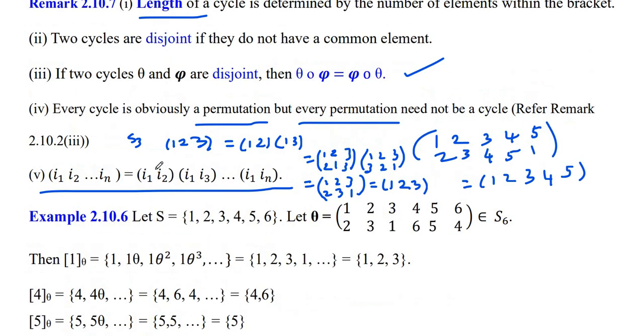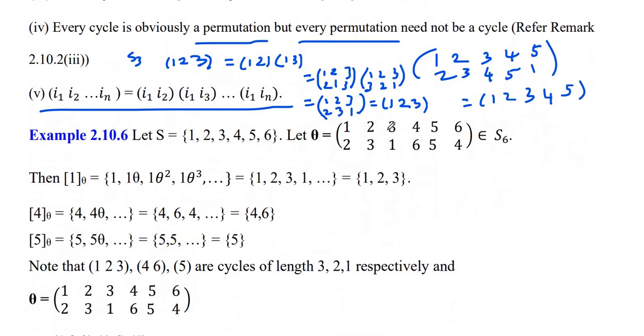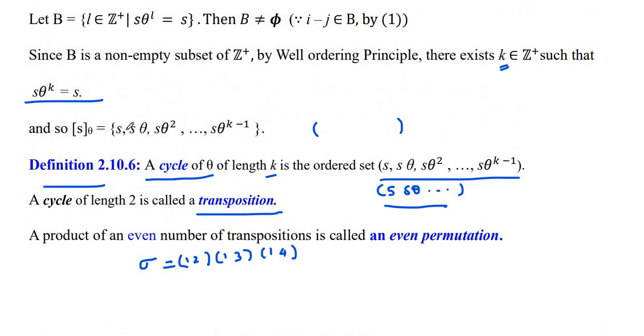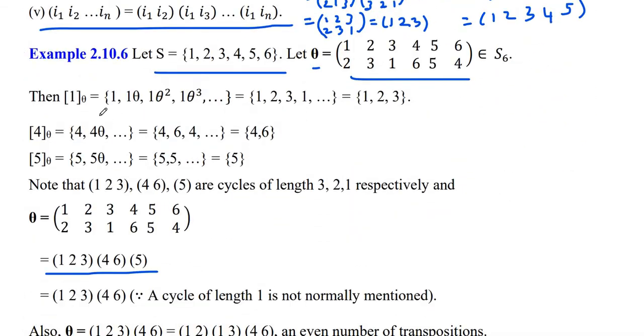Whatever we have said earlier can be explained with this example. Suppose we consider S to be this set and theta to be a permutation in S6, which is given by this. Then we can find the orbit of each and every element under theta. By our definition, the orbit of s under theta is s, s theta, s theta square, and so on. So here we consider the orbit of 1 under theta: 1, 1 theta, 1 theta square, and so on.